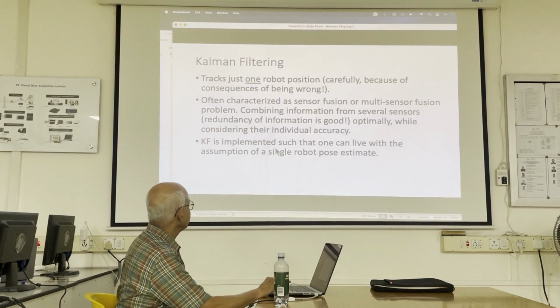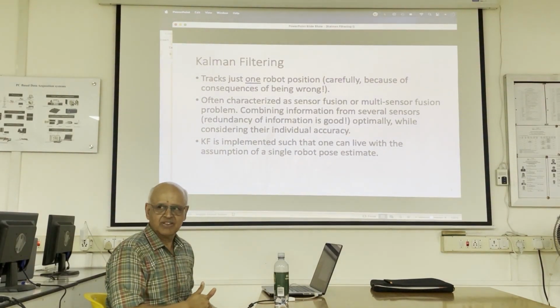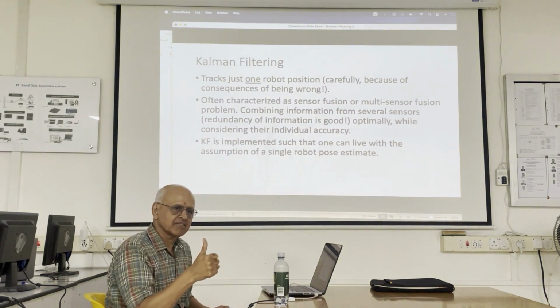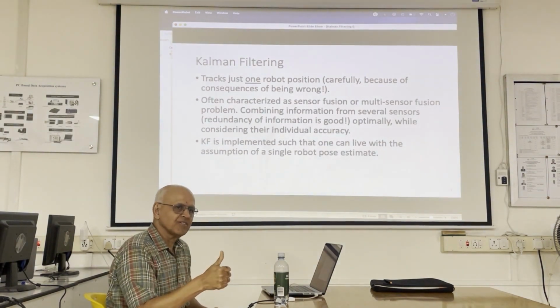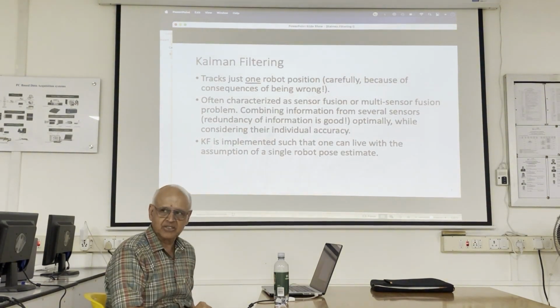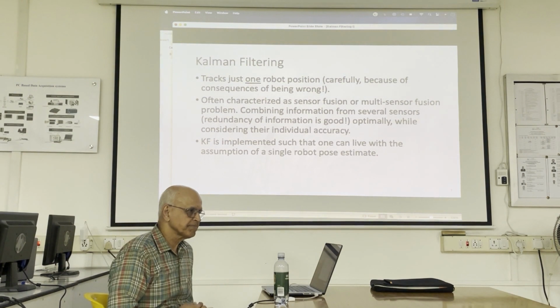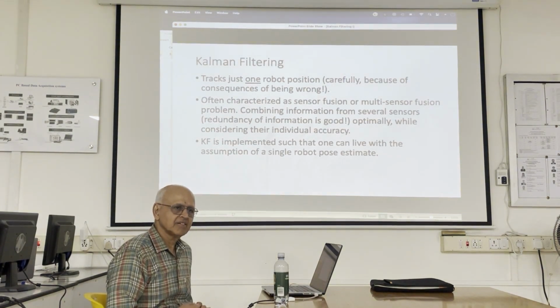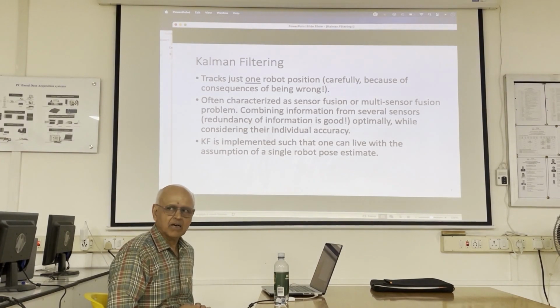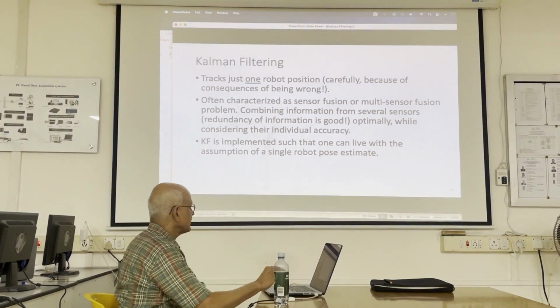So the Kalman filtering is implemented such that one can live with the assumption of a single estimate. That's the beauty of Kalman filtering. It works because you're able to use the assumption of a single estimate. So therefore, don't let it go. Don't let that single estimate disappear, because the Kalman filtering is dependent on that assumption. And yet, it's the most popular, right? I told you, Kalman died only about 12, 13 years ago. It's quite old, but it was an immigrant from Hungary to the US. One of the greatest electrical engineers known because of his achievements.